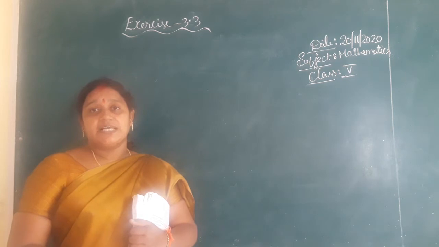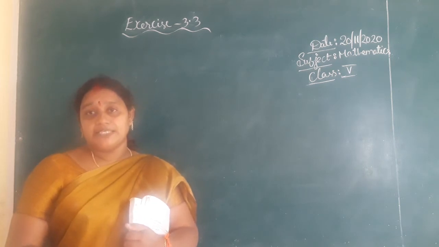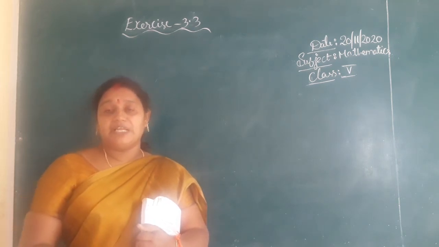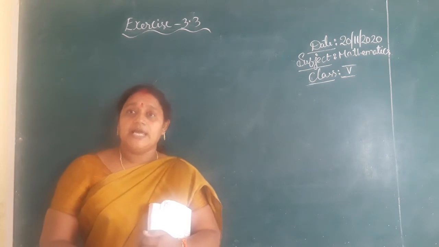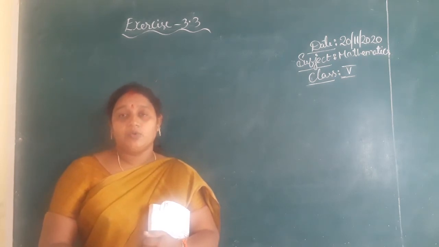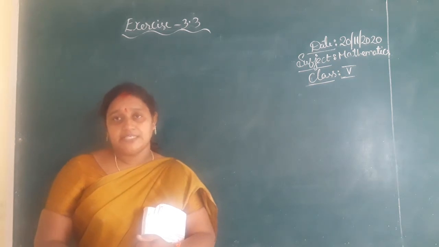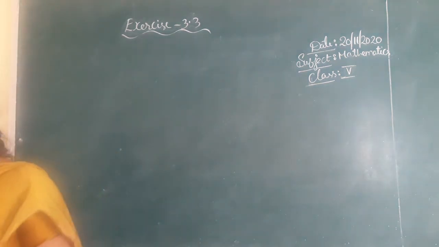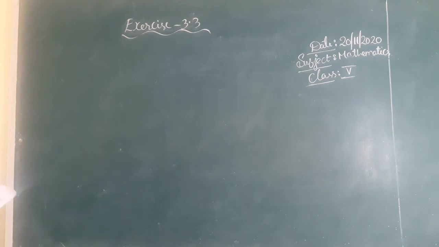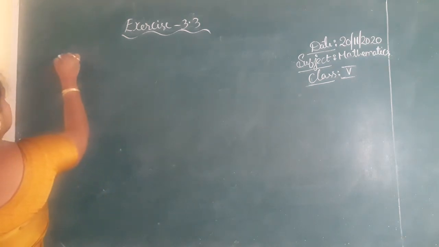Okay, in the previous class we completed how to find the HCF by factors method and prime factorization method. At last, the division method is completed. Now I am going to start how to find the LCM in different ways. See exercise 3.3. Find the LCM by prime factorization method.